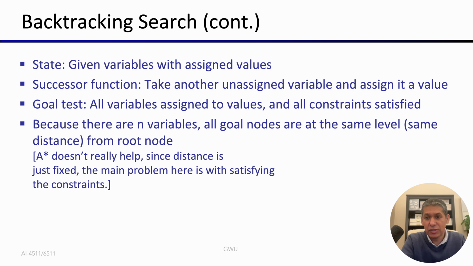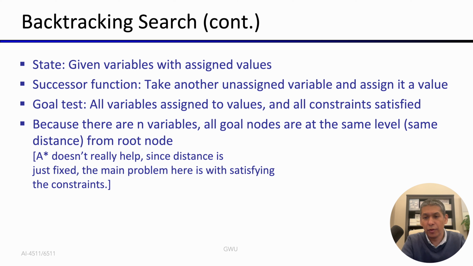This algorithm is generally what we refer to as backtracking search. It is just like a DFS kind of search, but in this case the state is where each variable has an assigned value. The successor function means that you take an unassigned variable and assign it a value. That's the transition that we're making. The goal test is that all the variables have values and that those values satisfy the constraints that are given.